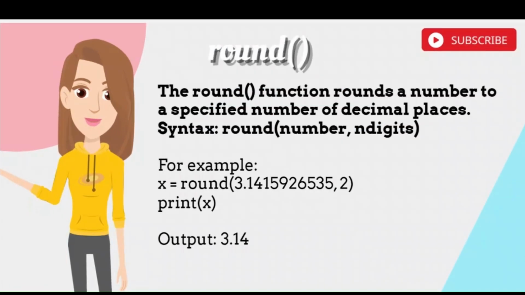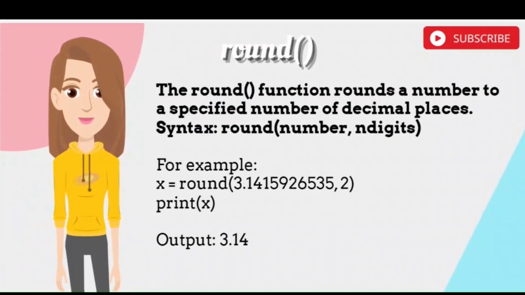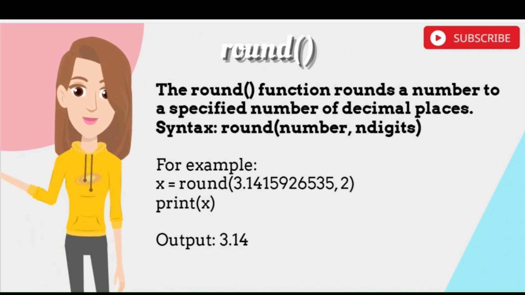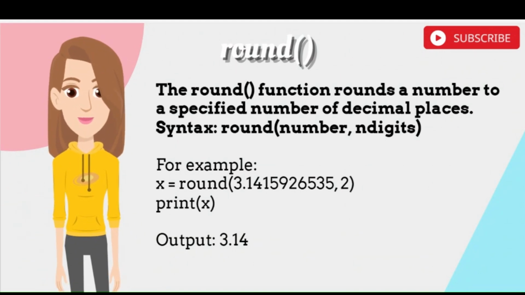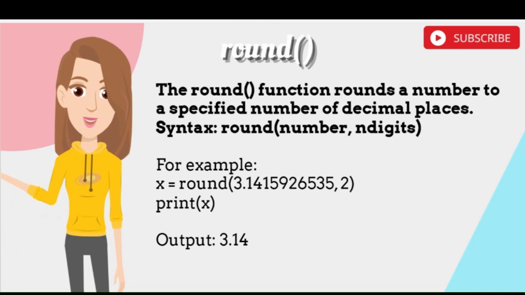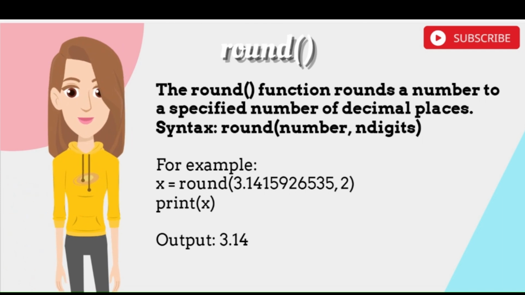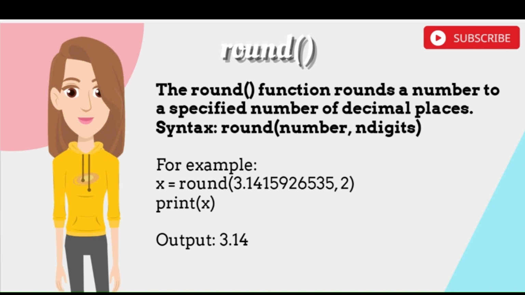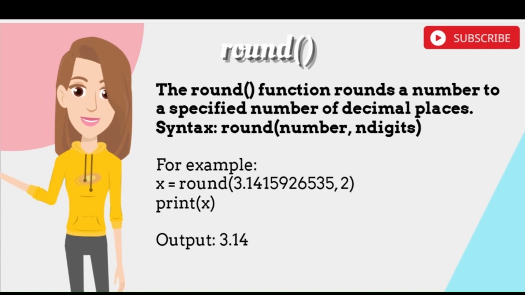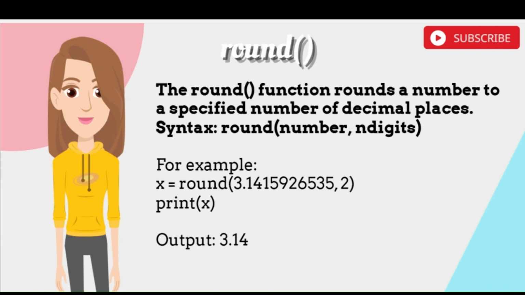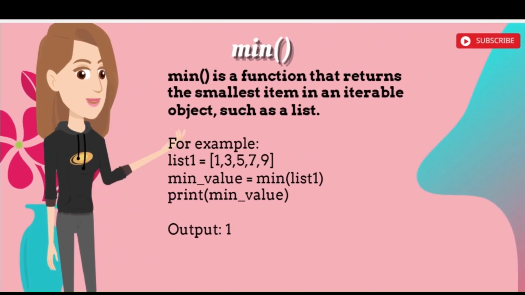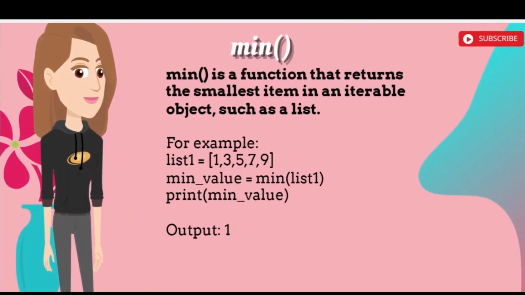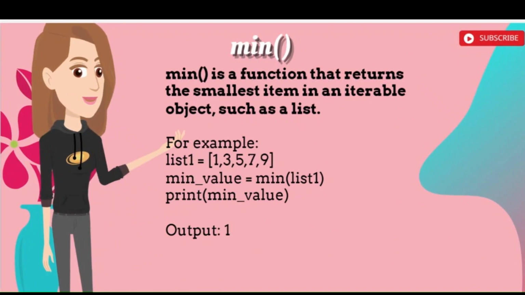Round. The round function rounds a number to a specified number of decimal places. Syntax: round(number, digits). For example, x = round(3.1415926535, 2). Print x. Output: 3.14.